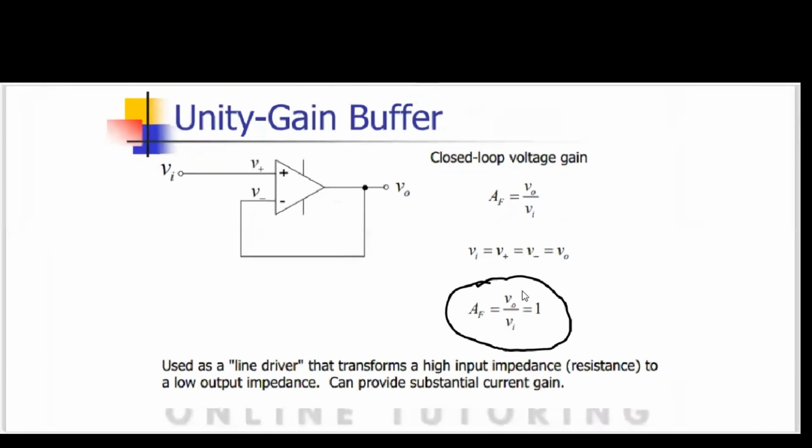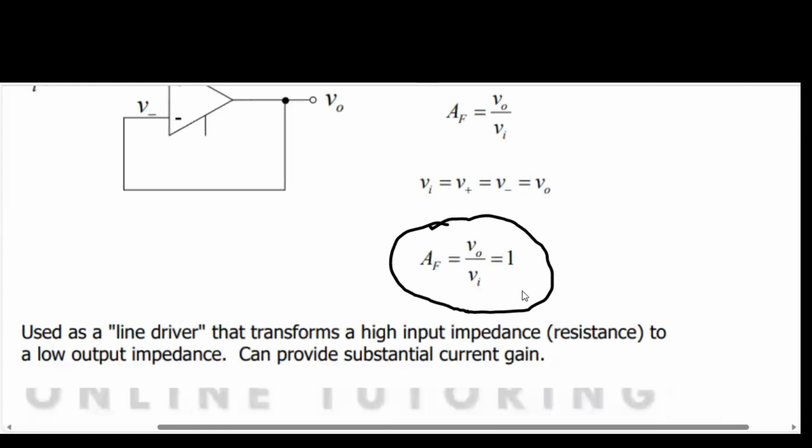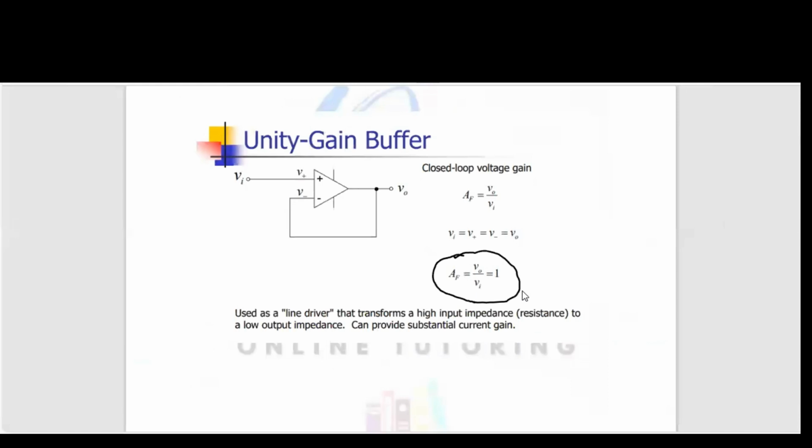So the equation you need to remember is this: AF is equal to VO over VI, which is equal to 1. This is the equation you use to state the output with respect to the input, which is what the paper wants to know. The voltage gain of it is 1, which makes sense, since it just matches whatever comes in. So remember this. I've circled it in these slides so that you'll know what to pay attention to.